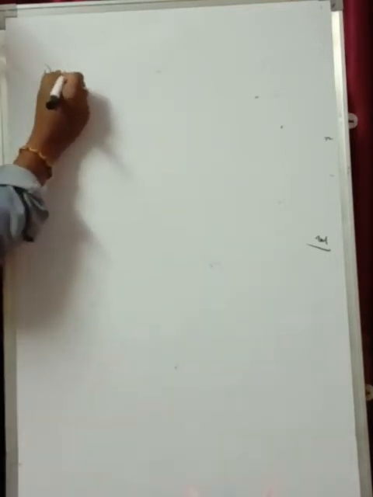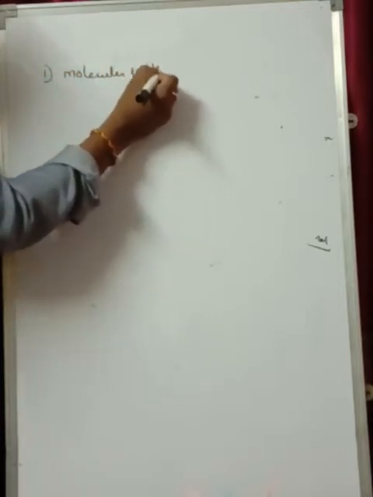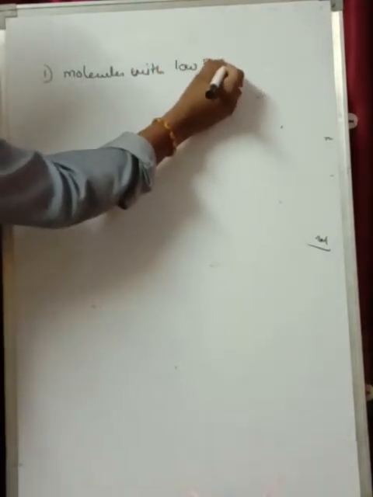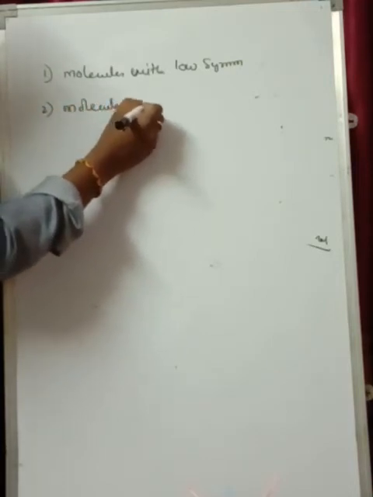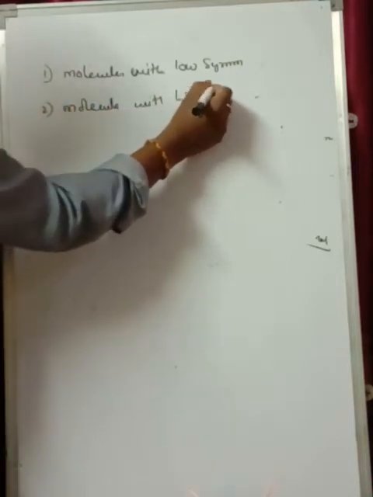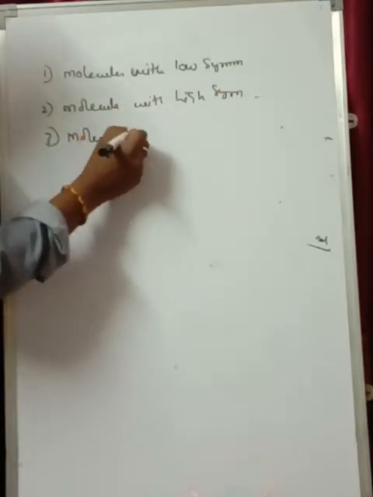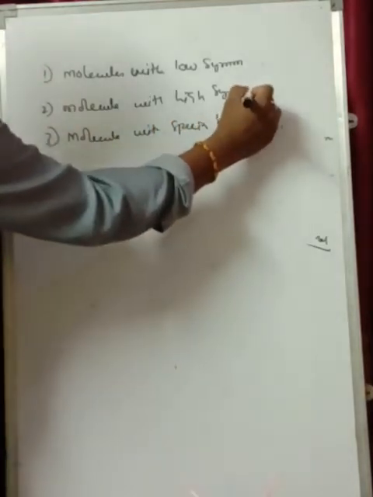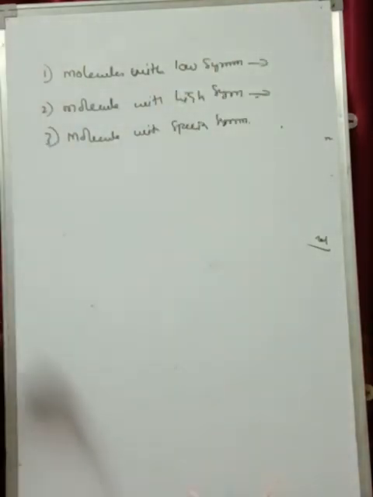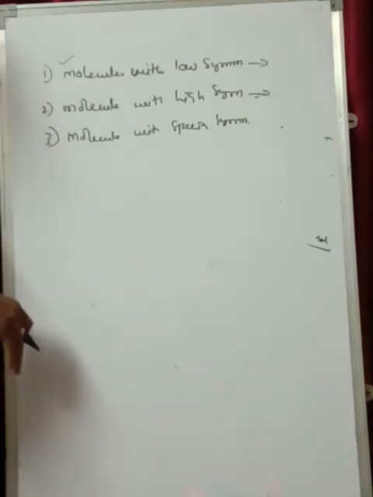For example, you take molecules with low symmetry, molecules with high symmetry, and a third type, molecules with special symmetry. Molecules with low symmetry means the molecule has a less number of symmetry elements in it.